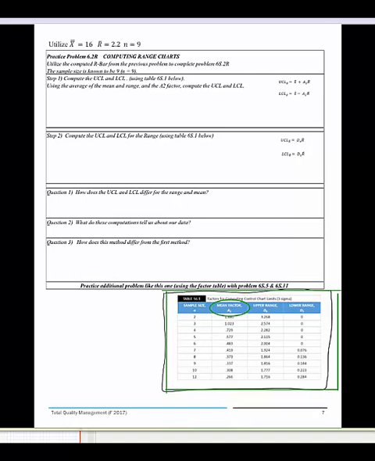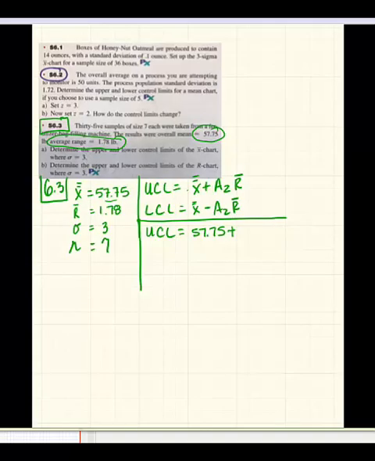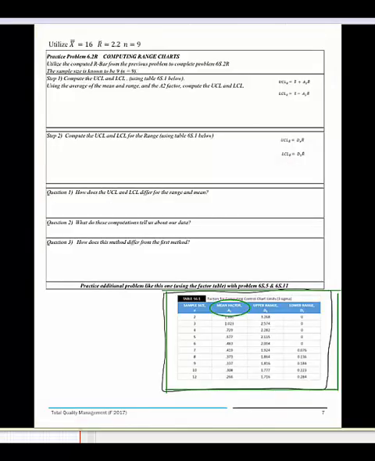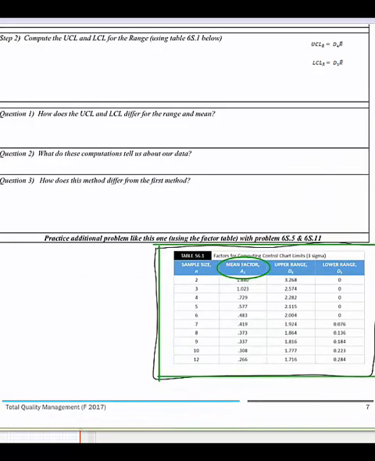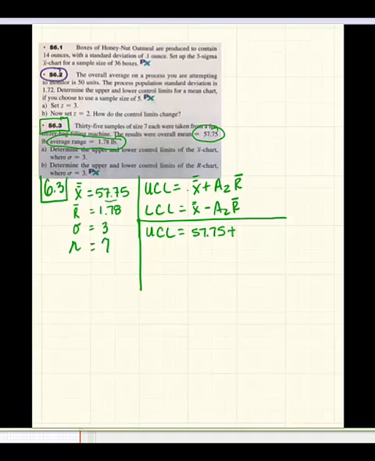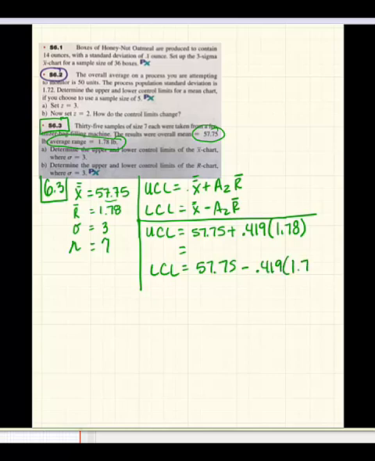So let's go back and take a look at our sample size. I just went ahead and pulled that out. You see up here it says 35 samples of size 7 were taken from the process. So now we'll go to this next page here, and we're going to go here to 7, and pull that factor 0.419 out. I'll put it here, and we're going to multiply it times our R bar, which is 1.78. And then we're going to do the same thing for the lower control limit. We'll have 57.75 minus 0.419 times 1.78.